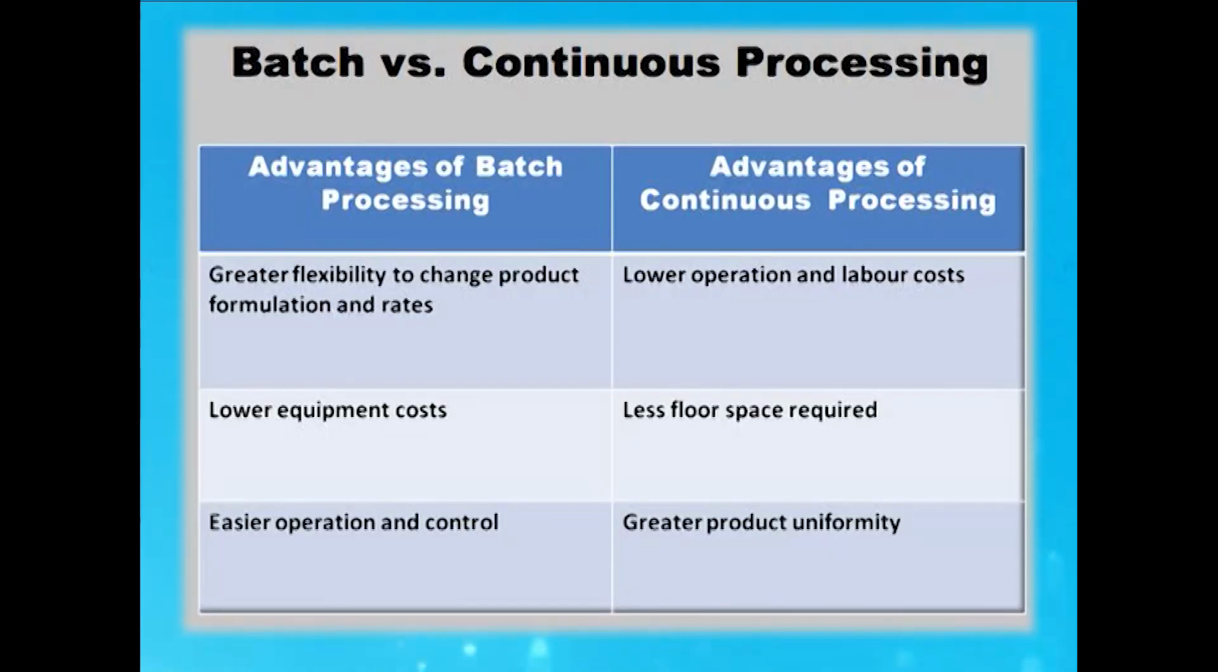However, in the continuous processing method, the advantages are as follows. We have lower operation and labor cost, less floor space required, and great product uniformity because all the products are going in a continuous pattern. Now whatever the processing is, ultimately the food is going to be preserved, and therefore we have to consider very important physical parameters for the preservation of the food.